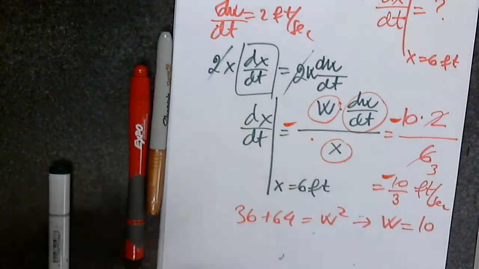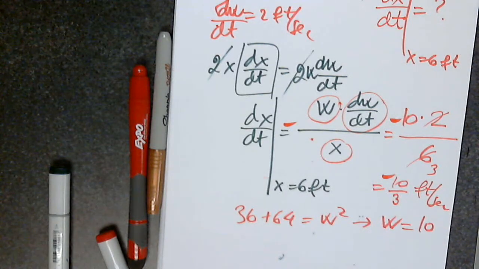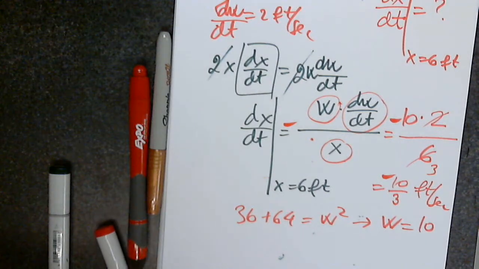So one more time. I pull the boat. The rope gets smaller and smaller. The length w gets smaller and smaller. So the rate of change is negative. In the meantime, the boat gets closer and closer to the dock. So at the instant at which the boat is 6 feet away from the dock, the rate of change of x is negative 10 over 3, negative 3.333 feet per second.